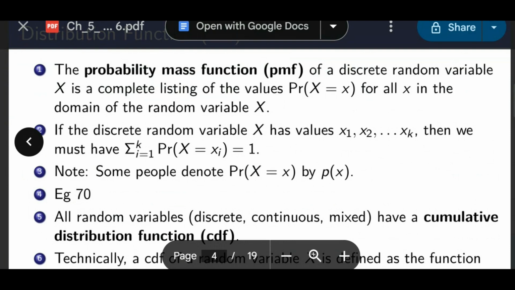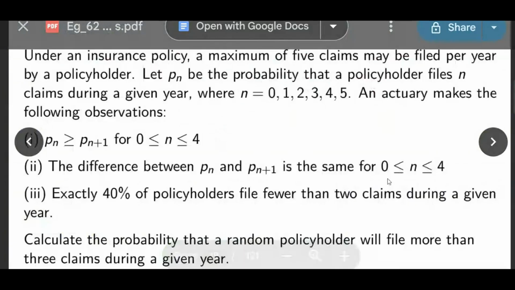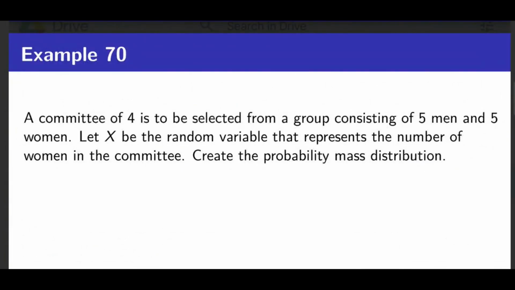Okay, so let's look at example 70 and talk about this one. I said we're skipping 69. And again, this is just some revision of the combinatorial things that we learned before. A committee of 4 is to be selected from a group consisting of 5 men and 5 women. Let X be the random variable that represents the number of women on the committee. Can you create the probability mass distribution? So this is some practice for you.